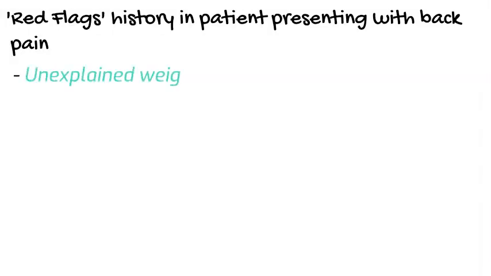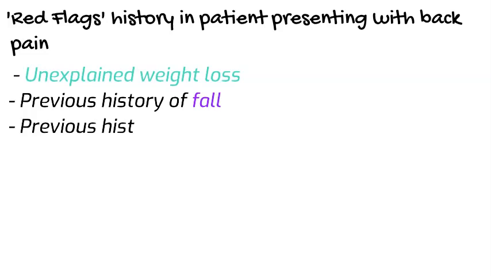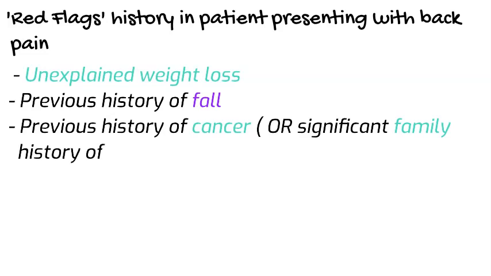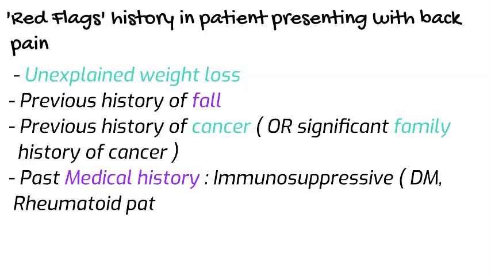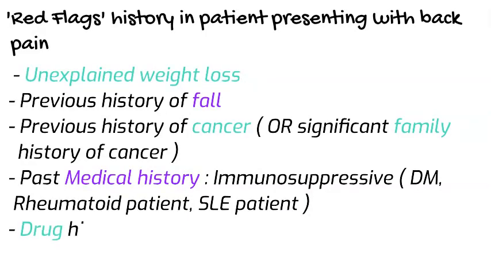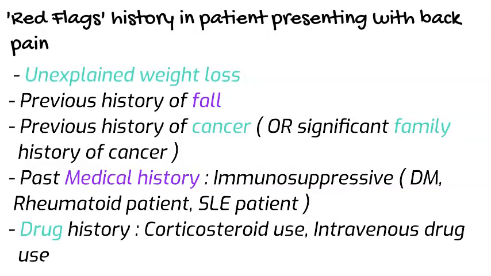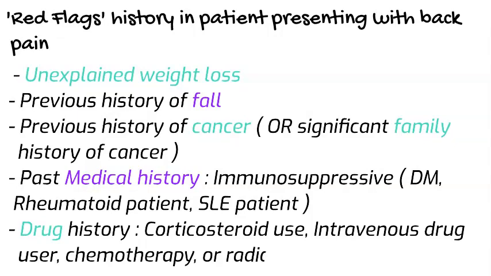Unexplained weight loss, previous history of fall, previous history of cancer or significant family history of cancer, past medical history, immunosuppressive, for example in diabetes mellitus patient, rheumatoid patient, SLE patient. Drug history: corticosteroid usage, prolonged, intravenous drug user, chemotherapy or radiotherapy.